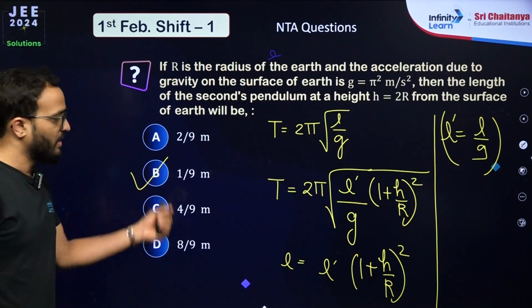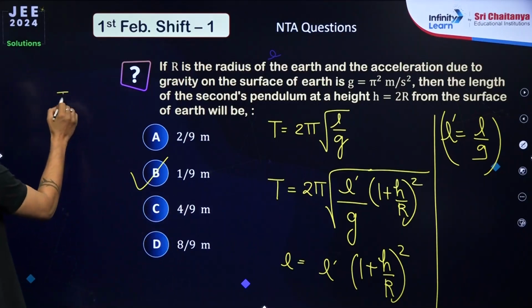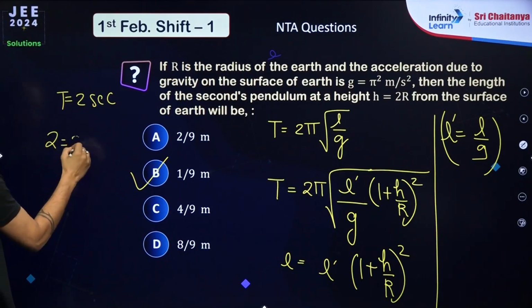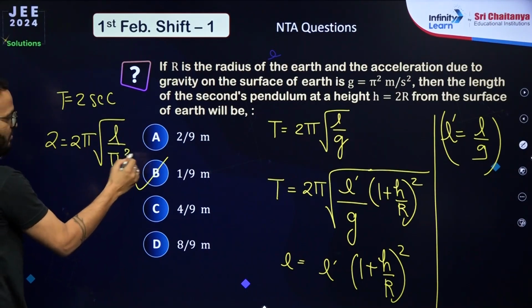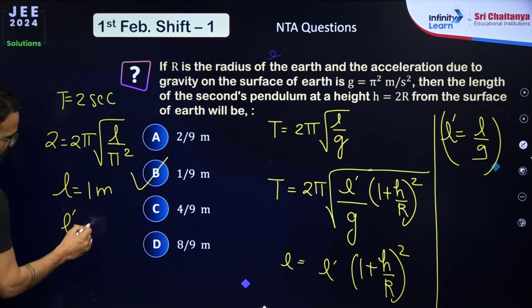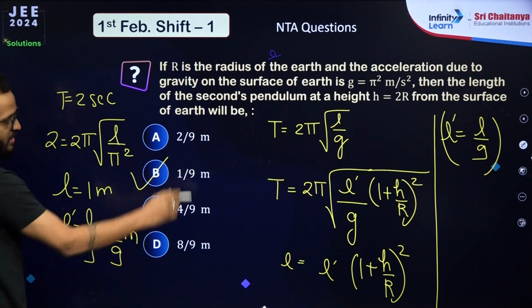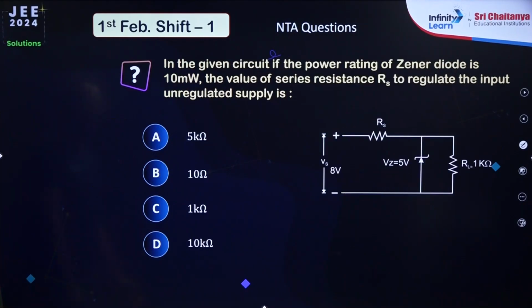Now you will say, sir, why 1? Because it's a seconds pendulum. For a seconds pendulum, the time period is 2 seconds generally. So we will say 2 is equal to 2 pi into root over L by g, that is pi square. So from here L comes out to be 1 meter and hence L dash, which is L by 9, comes out to be 1 by 9 meter, and hence the second option is correct. Clear everyone? So let's move ahead and discuss the next question.